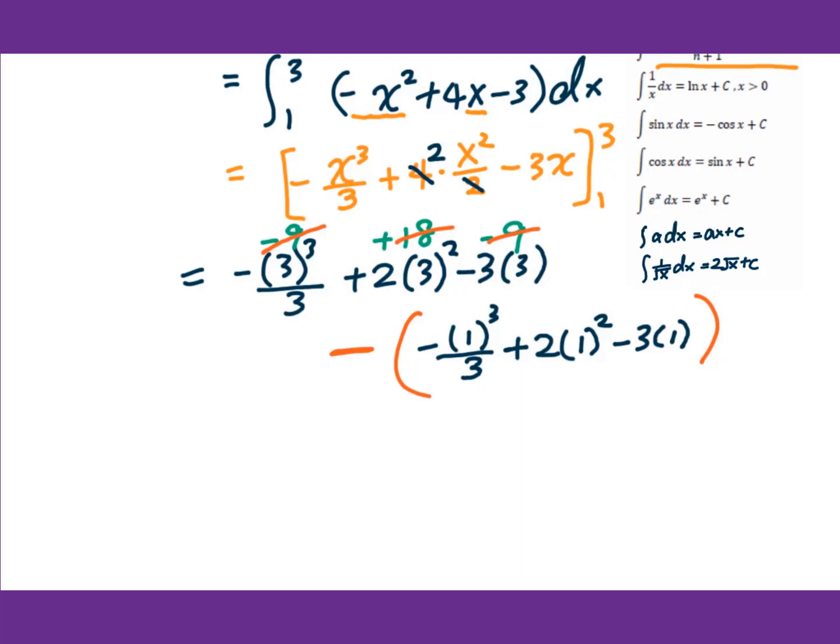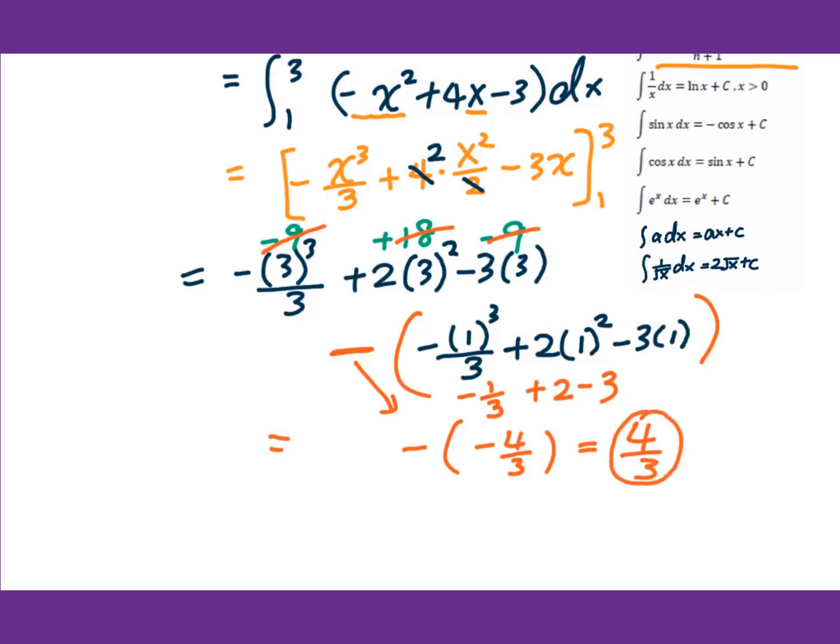Then go to this one: negative 1 over 3 plus 2 minus 3. That is negative 4 over 3. Then we have this negative sign, so you will get 4 over 3. This is the area bounded by these two functions.